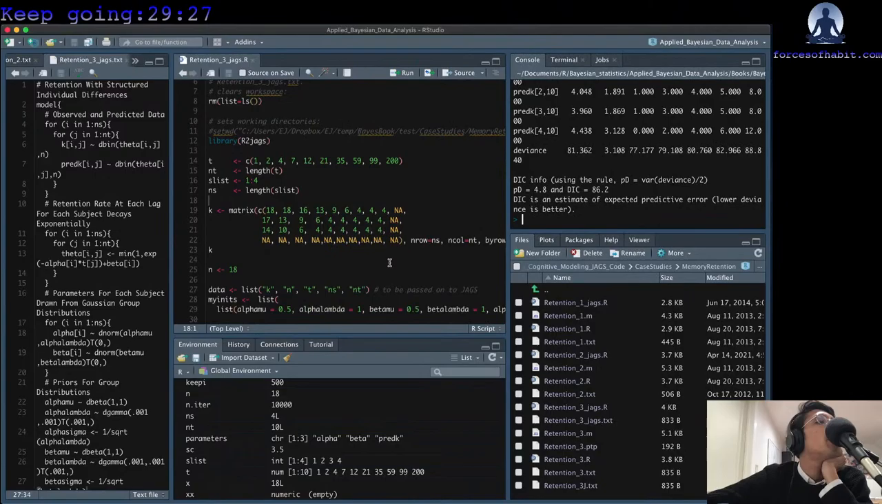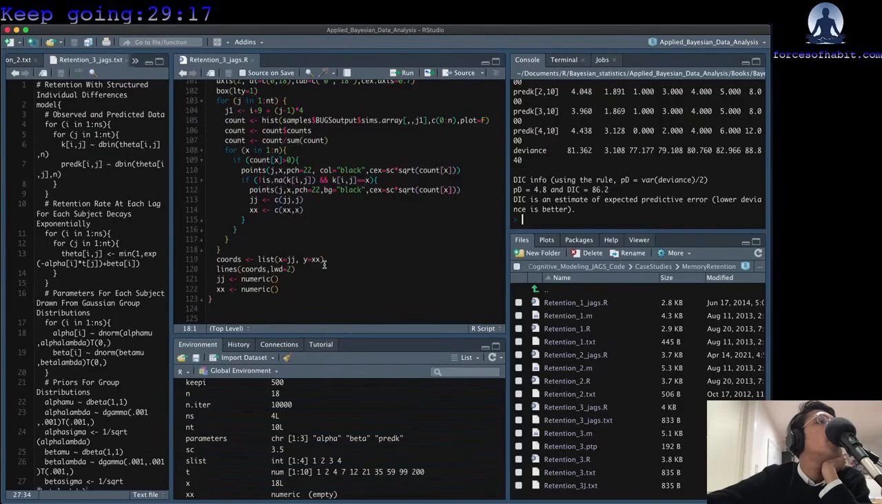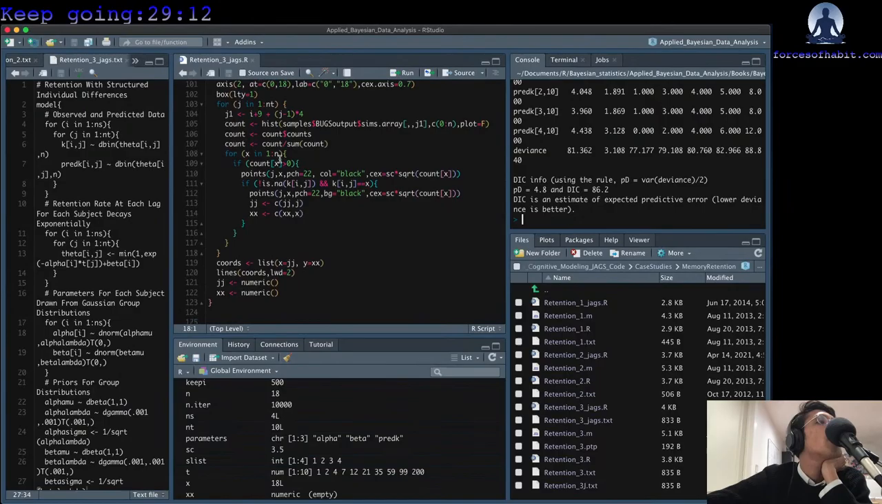Do we have to do anything in here? Nope. We pull the same. This is just visualization code.